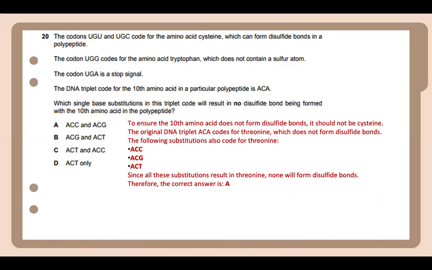To ensure the 10th amino acid does not form a disulfide bond, it should not be cysteine. The original DNA template ACA codes for threonine, which does not form a disulfide bond. The following substitutions also code for threonine: ACA, ACC, ACG, ACT. Since all these substitutions result in threonine, none will form a disulfide bond. Therefore, the correct answer is ACC and ACG.